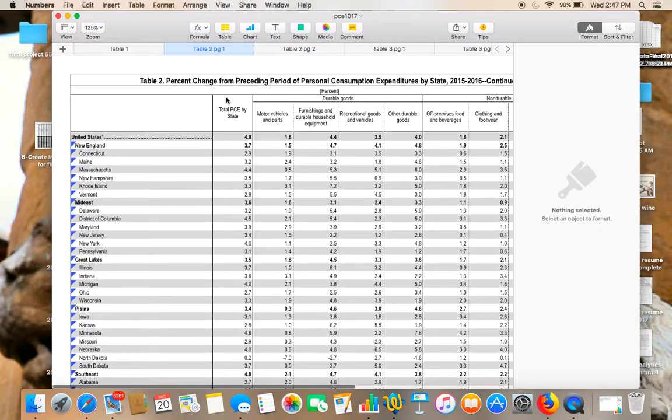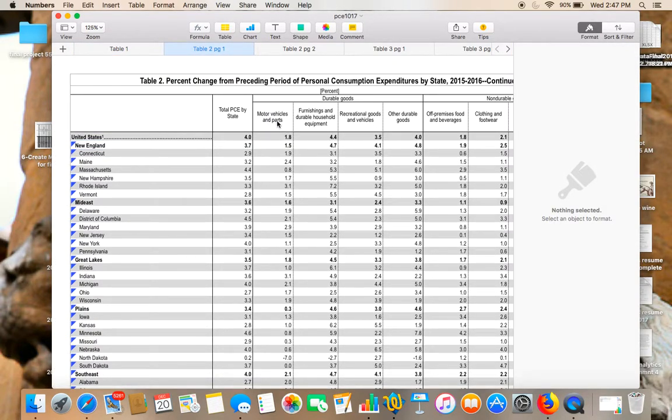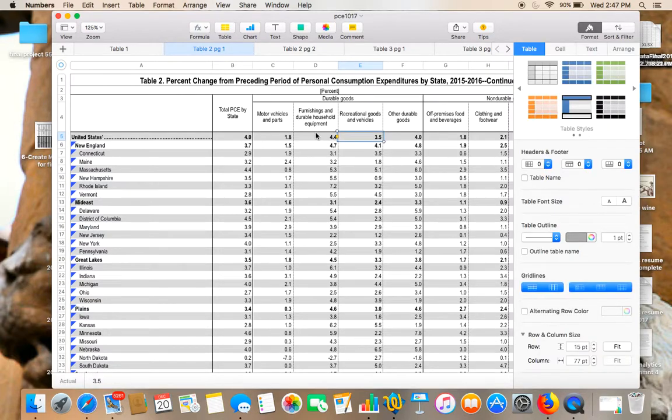Now I'm going to tell you what total personal consumption expenditures is. This is what's the total expenditure for certain categories such as motor vehicles, furnishings and household equipment, recreational goods and vehicles, but this is not the percent of the total overall of the total expenditures per state. This is percent change from preceding period of personal consumption expenditures.